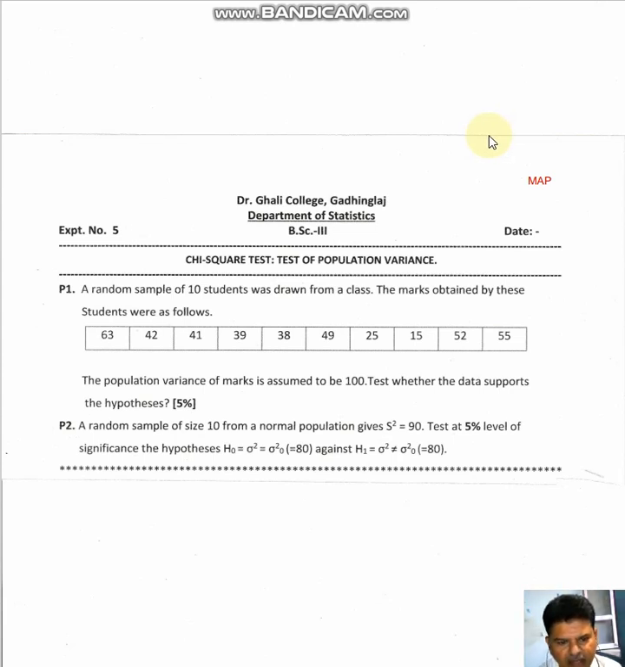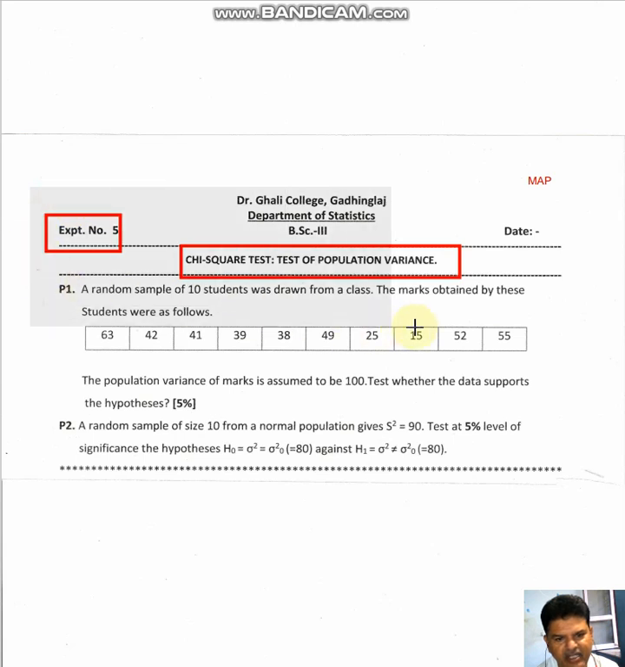Hello students, welcome to this session in which I am discussing experiment number 5, and this experiment is related with chi-square test of population variance. It is a small sample test and we will solve these two examples. What is the first example?